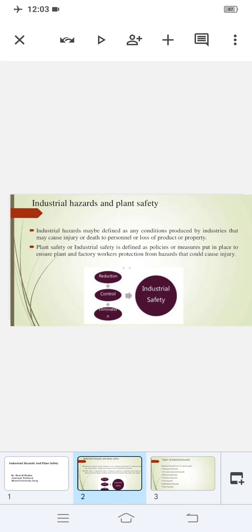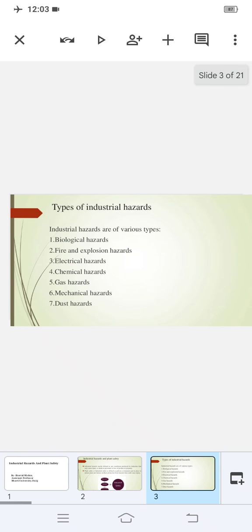Lastly, several traditional practices and standards are looked at more critically. Okay, so this chapter will deal with a few general aspects of industrial hazards, accidents, and the emerging areas of industrial safety management. Now let us move towards the types of industrial hazards.